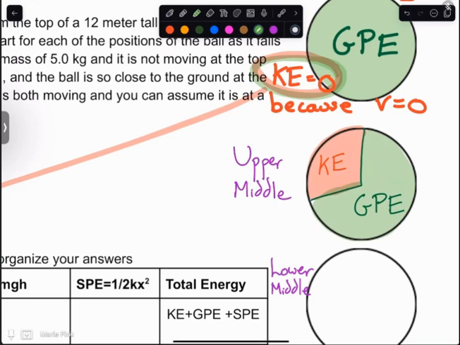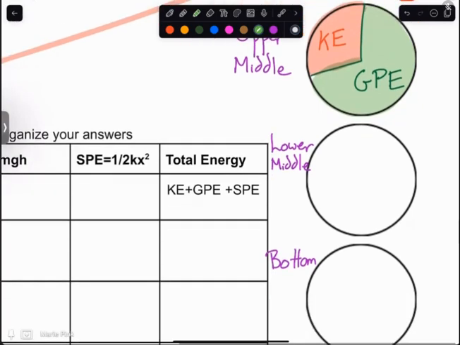All right, and then I get closer to the ground. What's going to happen to my GPE? Is my gravitational potential energy going to get bigger or smaller as I get closer to the ground? Smaller, good. So let's make it smaller. Let's say now I only have this much. And what does that mean for my kinetic energy? Bigger, good. So your gravitational potential energy is getting smaller, and while that's happening, your kinetic energy is getting bigger.